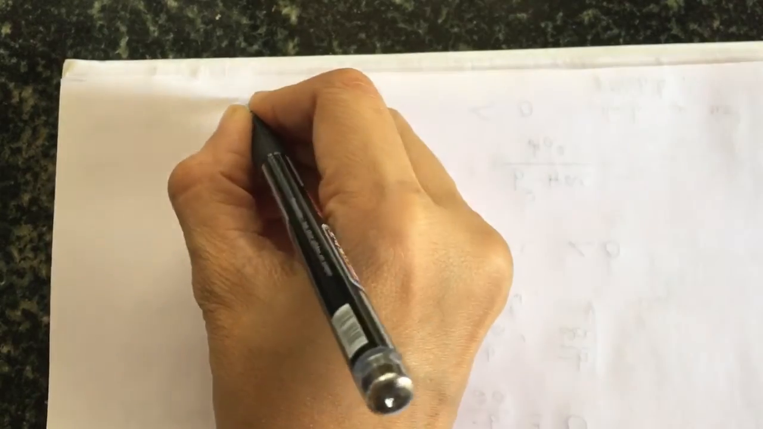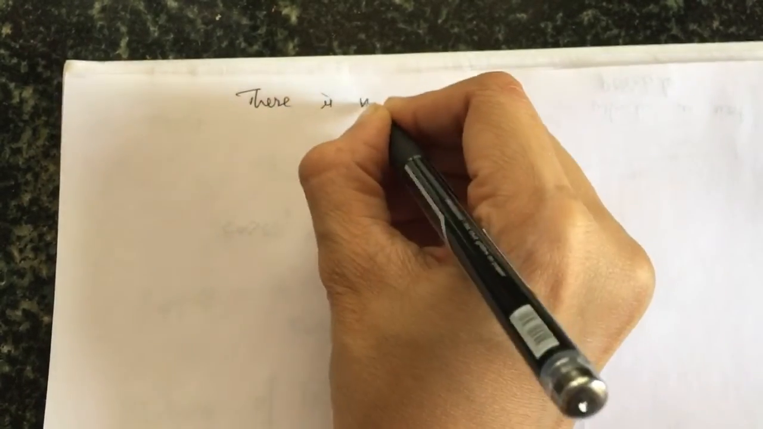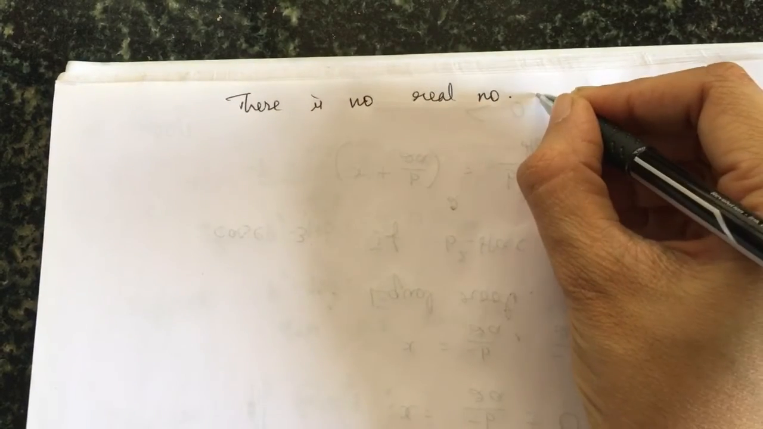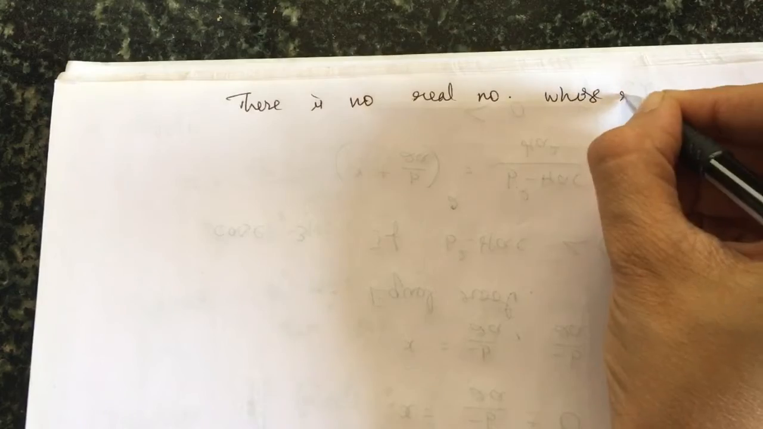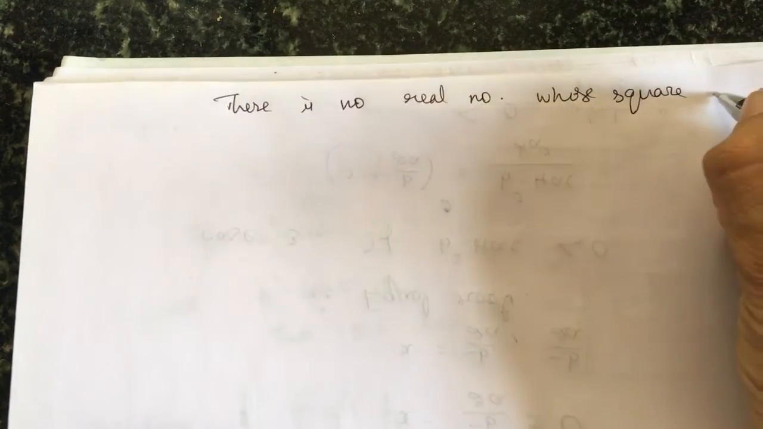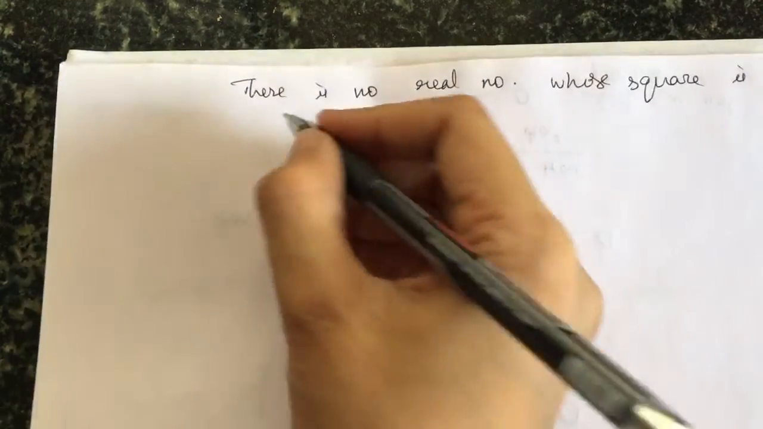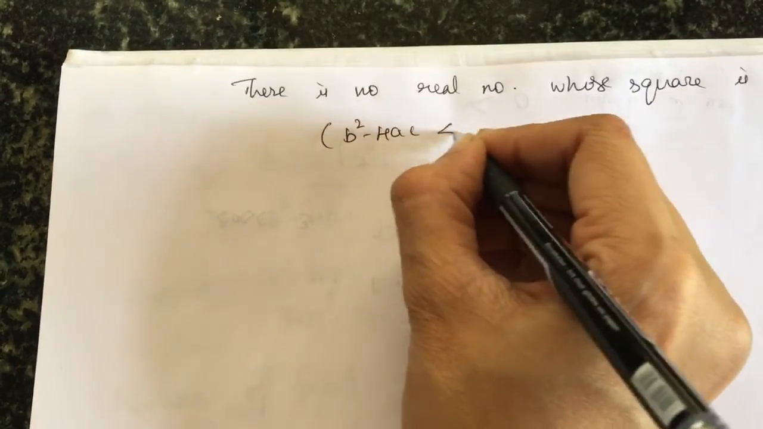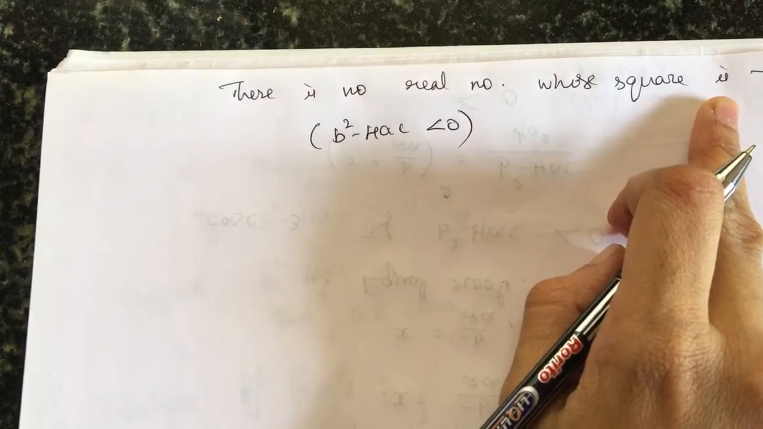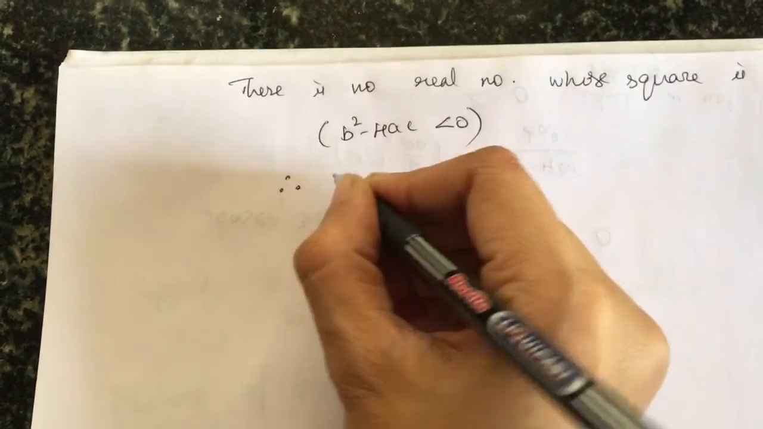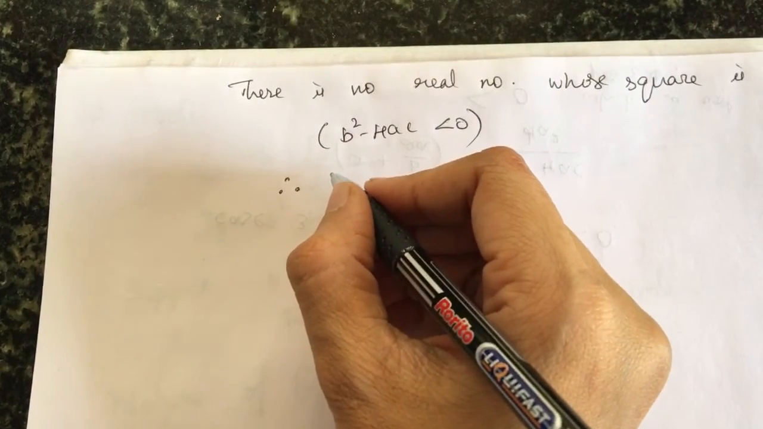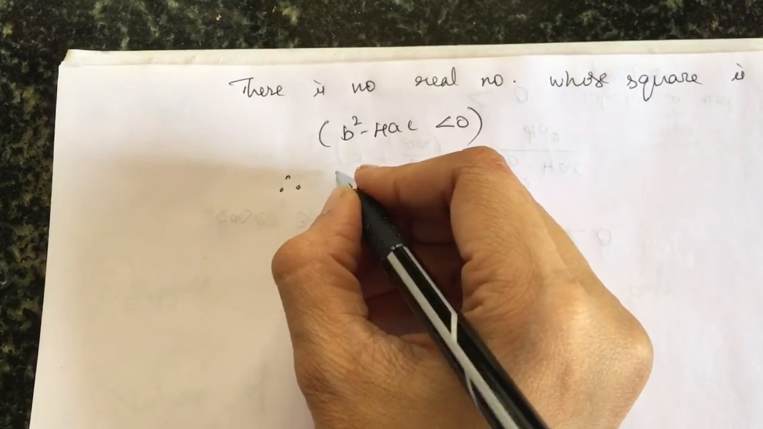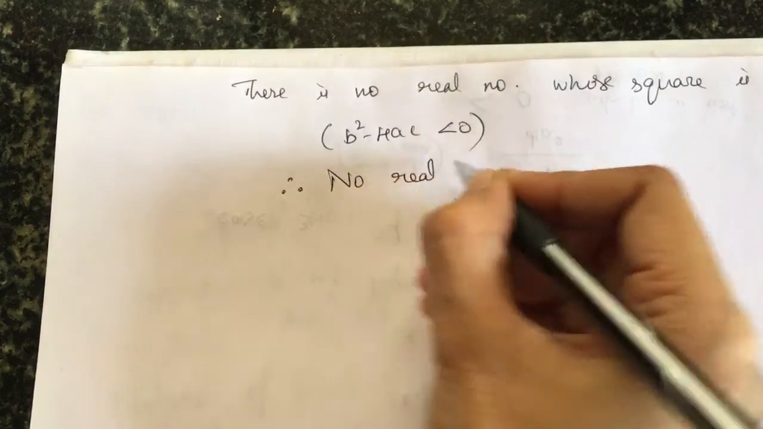You can say there is no real number whose square is negative. It's mentioned that b square minus 4ac is negative, which is not at all possible. Therefore we can say there are no roots, no values for x that give a real number. So in fact, no real roots.